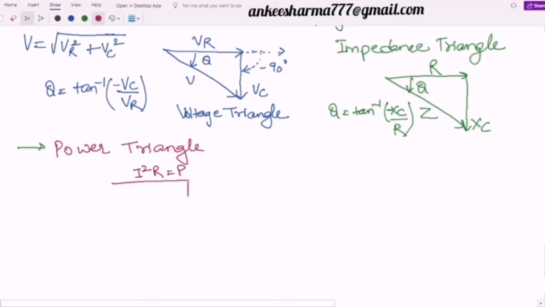Then we have here I square XC, that is equal to QC, and the last one is I square Z, which is equal to S. So these are the three values and we have this theta angle. So now I want to discuss here the power factor. This power factor, as I said, is nothing but cos of theta or cos of this angle.